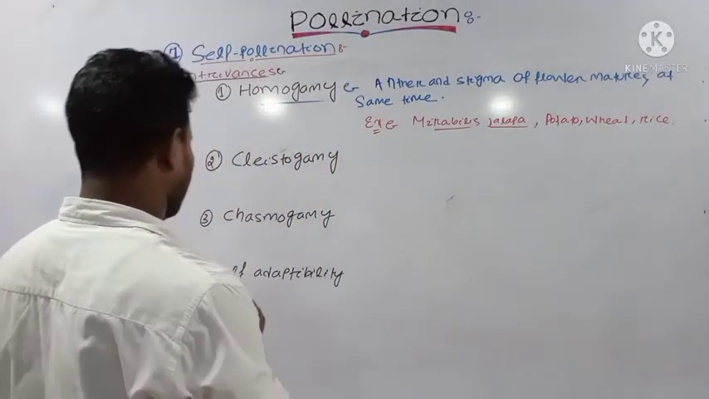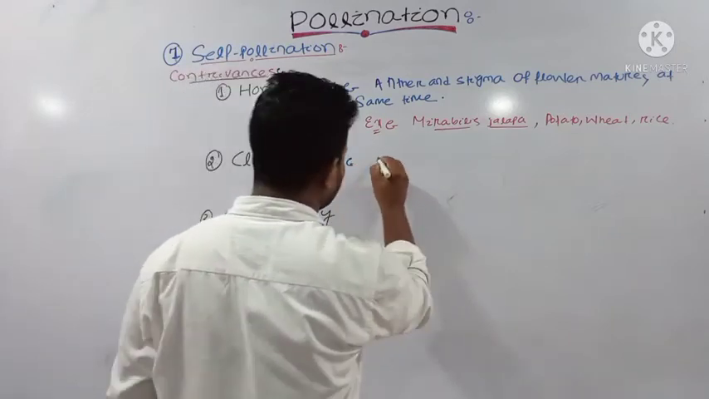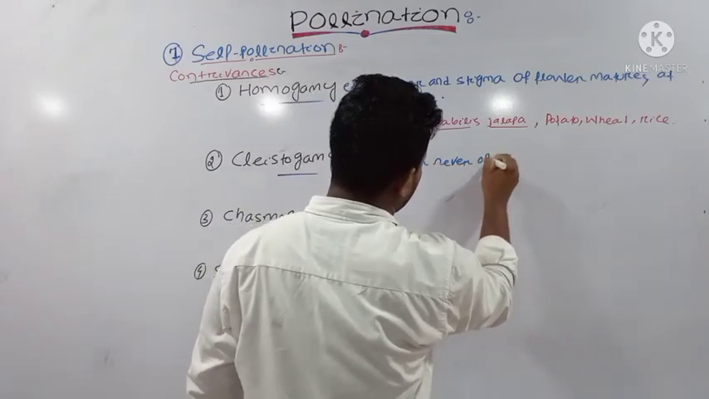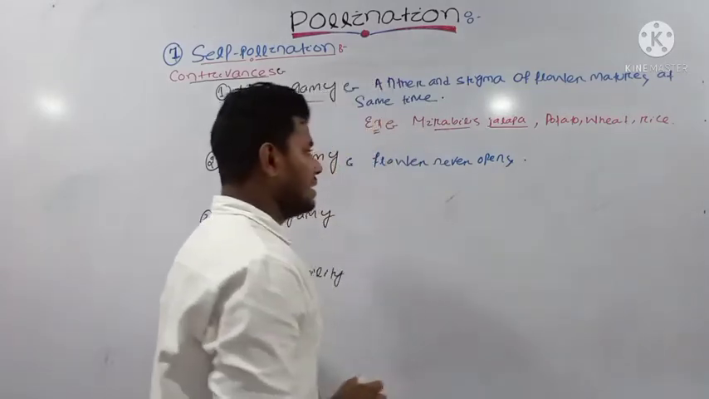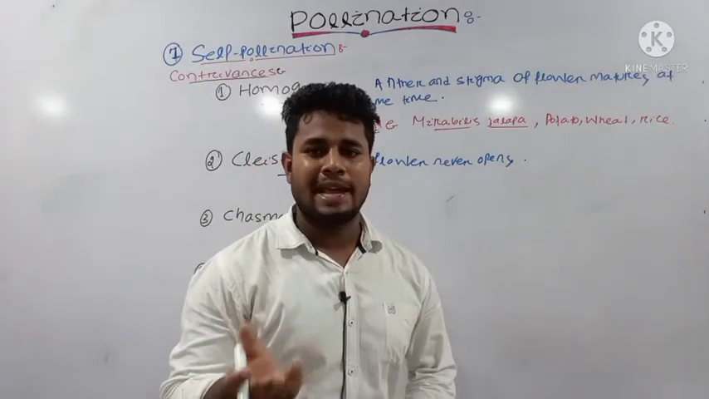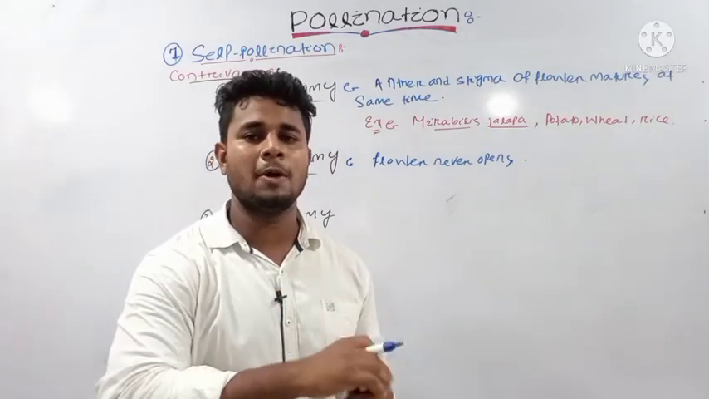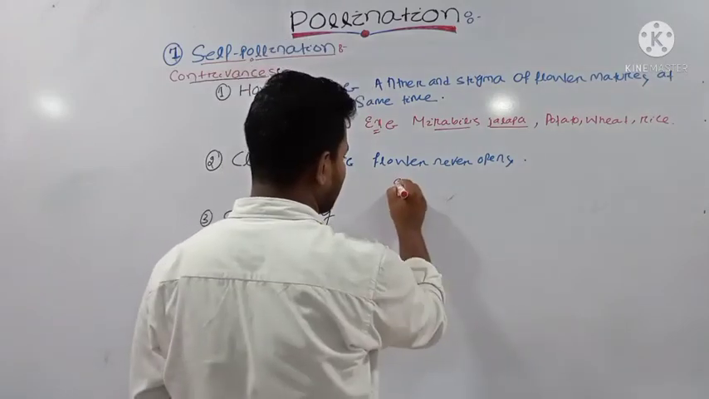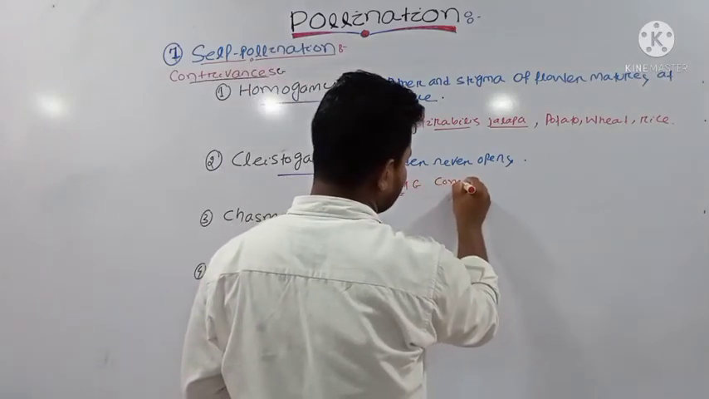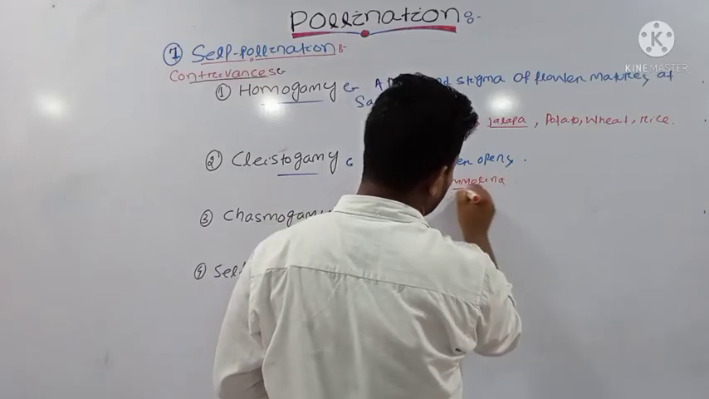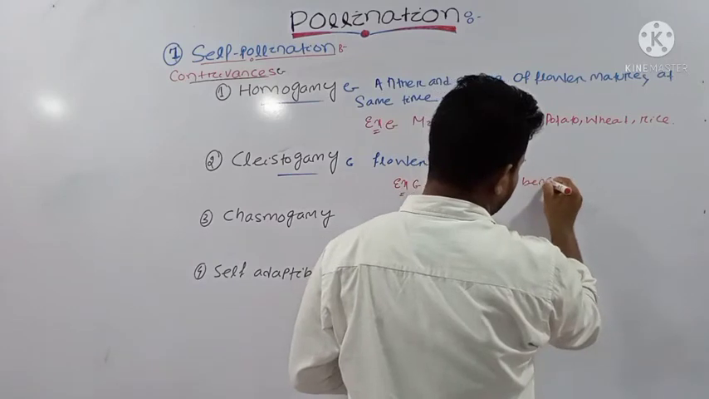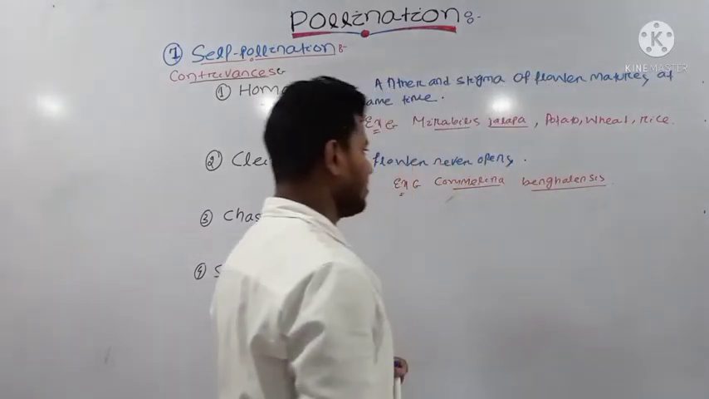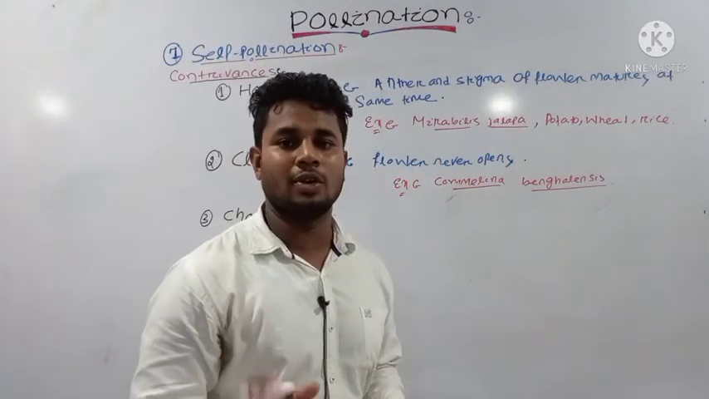And next, the cleistogamous flower. Usually in a cleistogamous flower, the flower never opens. And as the flower never opens, the stigma and the pollen grains are obviously present in the flower, so here only the self-pollination process will occur. An example is Commelina benghalensis. This is a plant where self-pollination will occur, and it is a self-pollinating flower, and here the flower will never open.